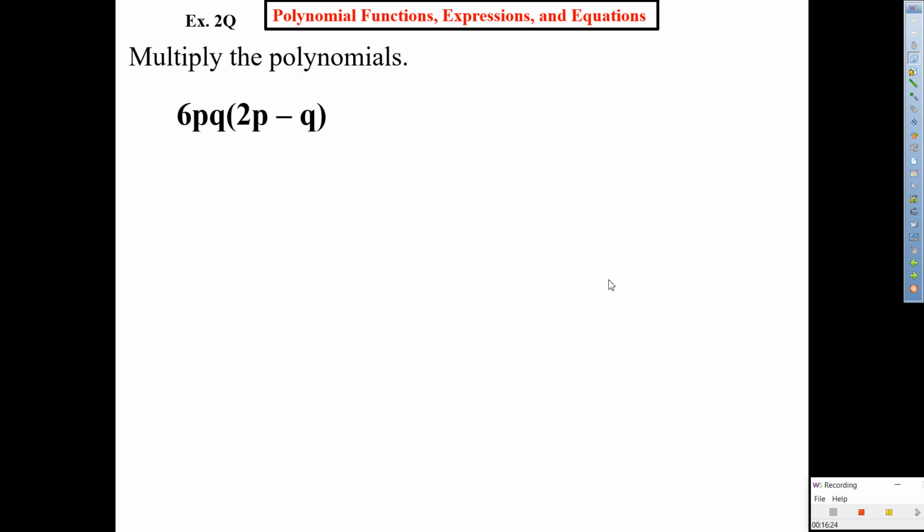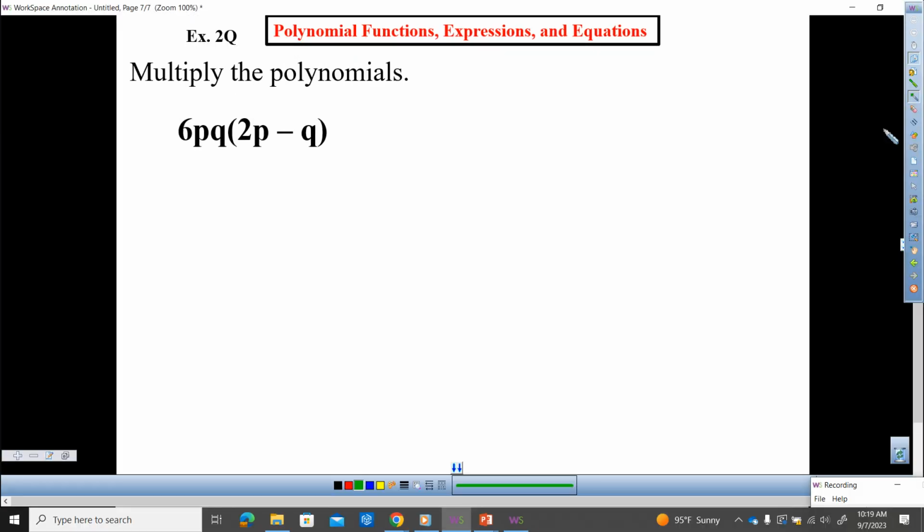So we have example 2q, multiply the polynomial. We have 6pq times 2p minus q. Now, I'm going to show you 2 different ways of doing this, and the reason I'm showing you the 2 different ways is because some of us need more organization. I'm not saying some of you are disorganized. I'm saying we just need an extra support to organize ourselves as we are getting to the bigger part of the issue here. Okay, so here we go.